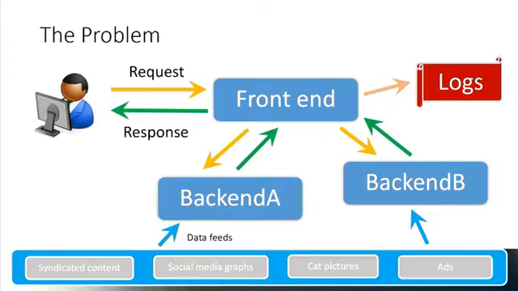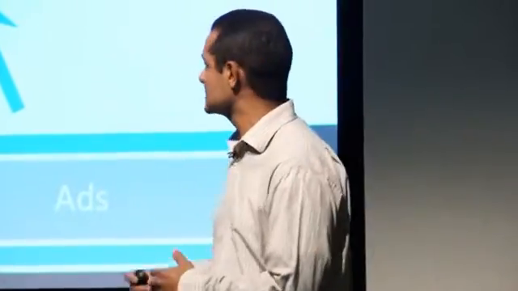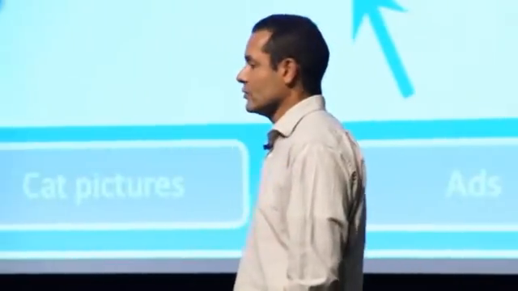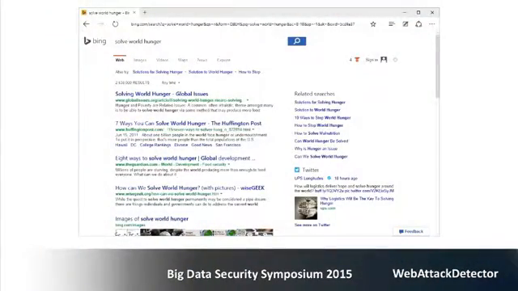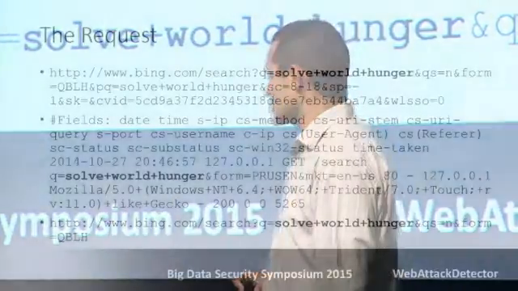So the problem that we are trying to face is basically this. For Bing, for example, we have a website that receives requests from customers. Customers come to us to make requests about all the data that we have, which is syndicated content, social media graphs, cat pictures, and some ads that we serve to get some money. And basically, a request is something like people go to our website and try to solve huge problems. Most of the requests are very benign. It's people trying to do good things and search for answers to those problems.